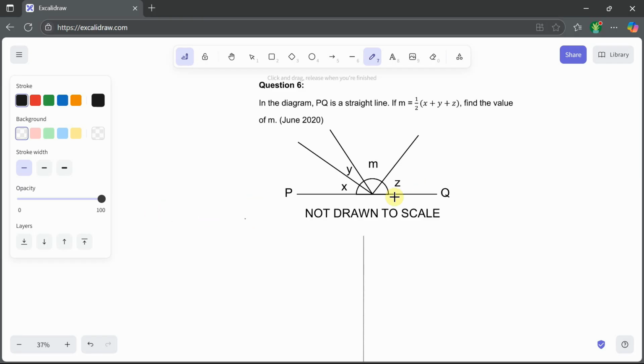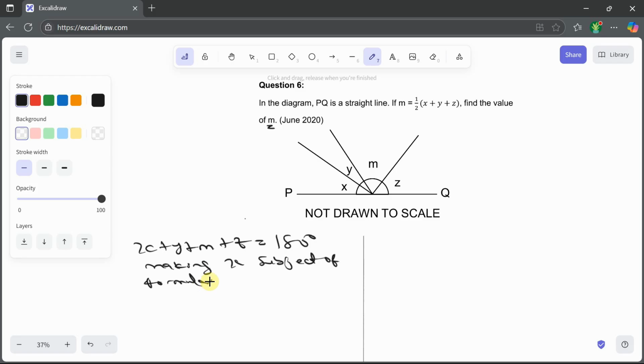So what do we know? First thing we know is angles on a straight line are equal to 180 degrees, right? So I could say x plus y plus M plus z is equal to 180 degrees. So we're trying to find the value of M, right? It might not be wise for me to make M the subject of the formula, so I'll make x or something else the subject of the formula. Once again, I'm making something else apart from M the subject, because if I make M the subject, it will remove M from this entire equation, which is not what we want to do.